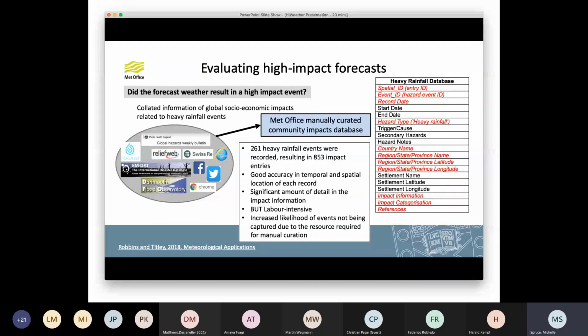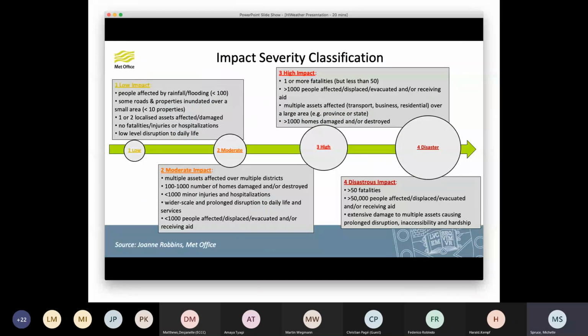But what this database also has is, because we've got detailed impact information, it can categorise those impacts in terms of severity. So we have severity classifications from low impact all the way up to disaster, where there's widespread or pretty bad damage. So that's categories 1 to 4. So that kind of sets the context of previous work.